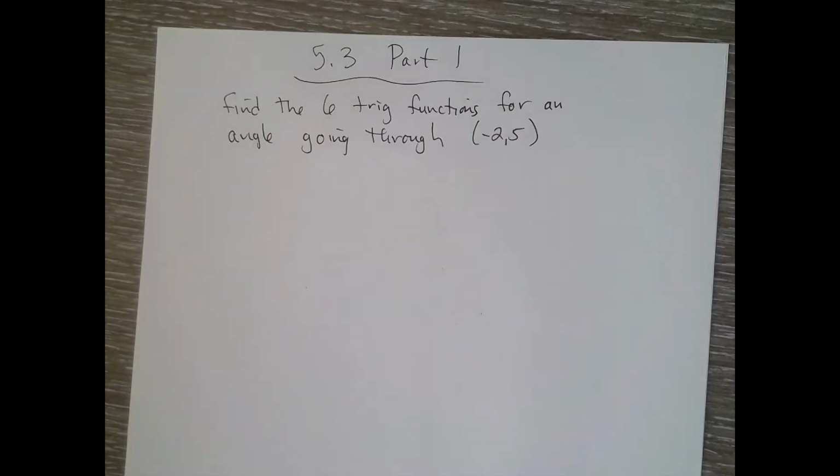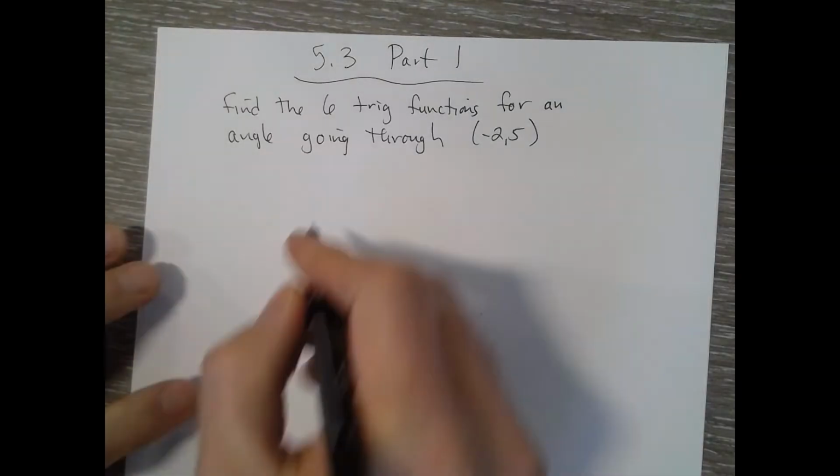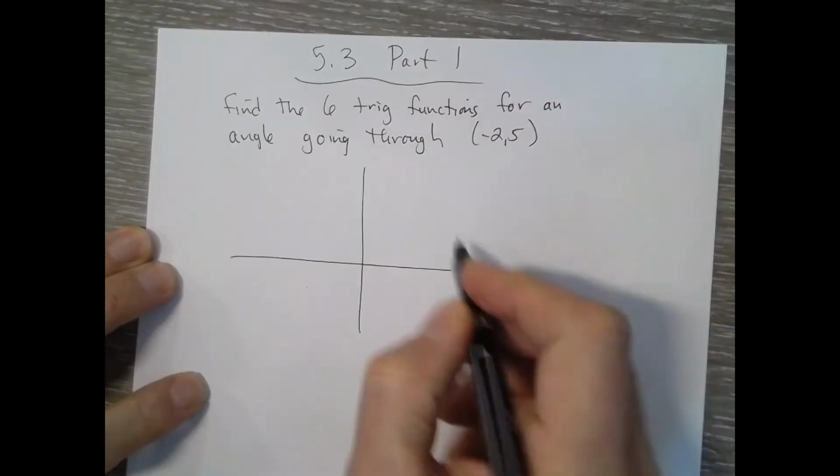All right, first, just like 10 minutes worth of 5.3. So this is part one. It says I'm asking find the 6 trig functions for an angle going through -2, 5. So we're going to do 2 types of problems today. The first one, we have -2, 5.